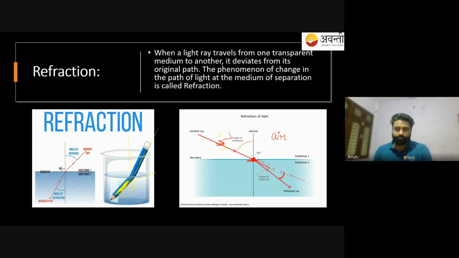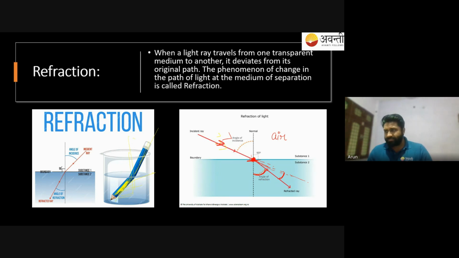Okay, got it? So this phenomenon of deviation of the path of light after striking a transparent medium is called refraction. When a light ray comes from one transparent medium to another transparent medium, the path of the light ray is deviated, and this phenomenon is termed refraction. Okay, got it?